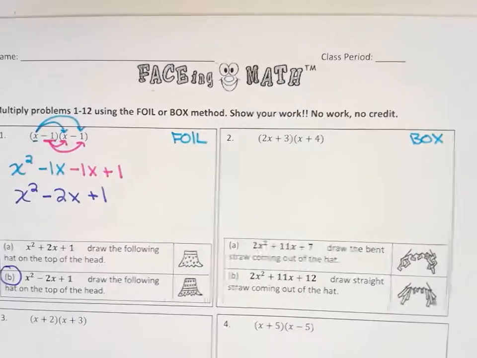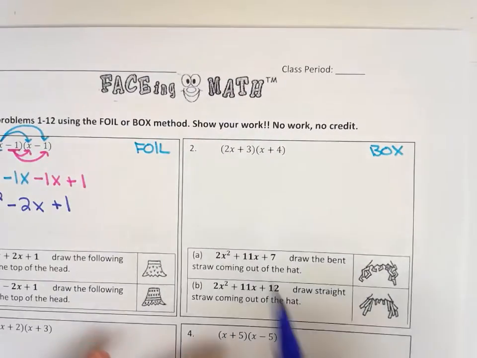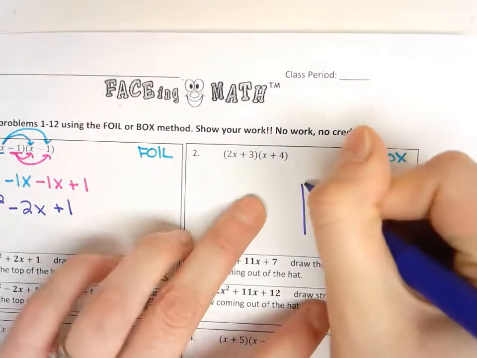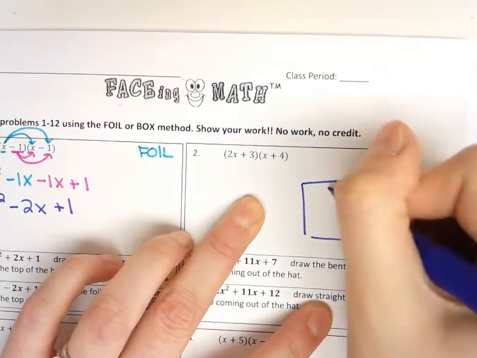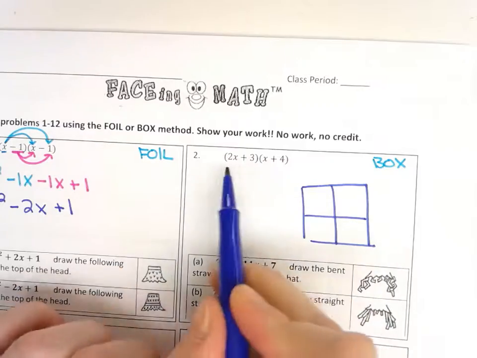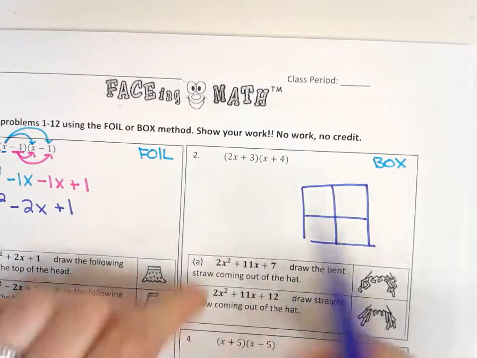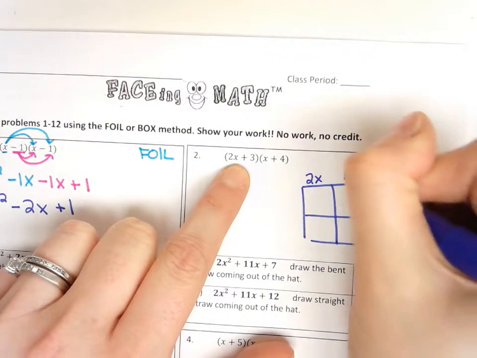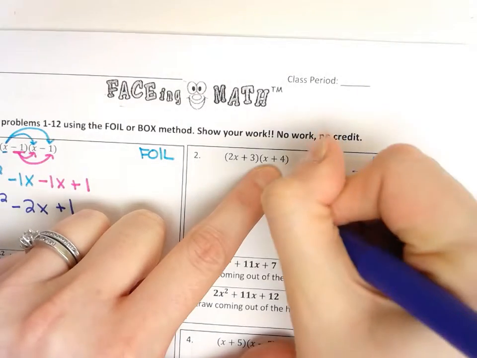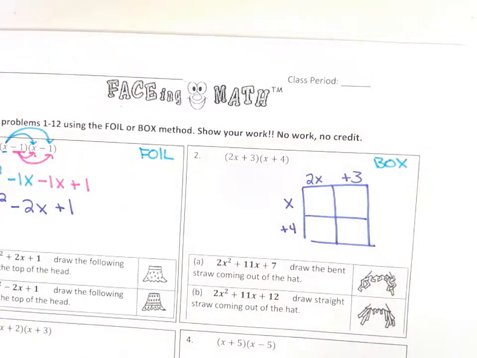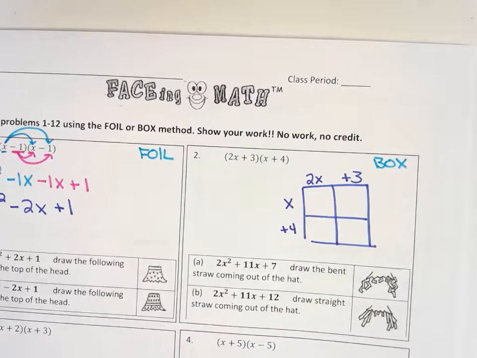Okay. Now if you prefer the box method, I'm going to show you that one on problem number 2. We've got a 2 by 2 problem, so I need a 2 by 2 box, and it doesn't matter which one you put across the top or the side. I'm going to put 2x plus 3 on the top and x plus 4 on the bottom. And this is just to kind of help me multiply things together.